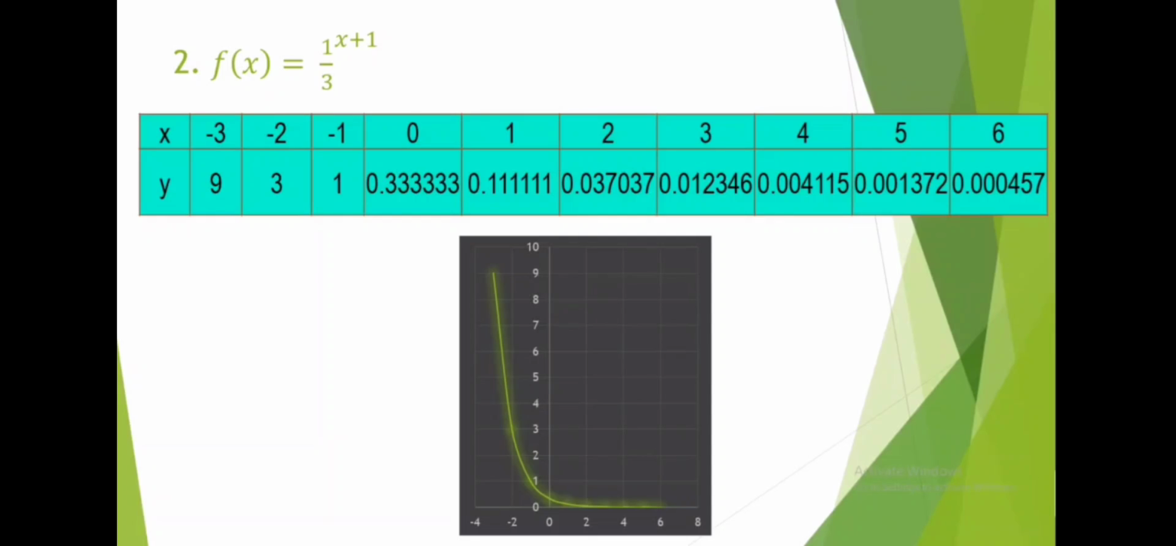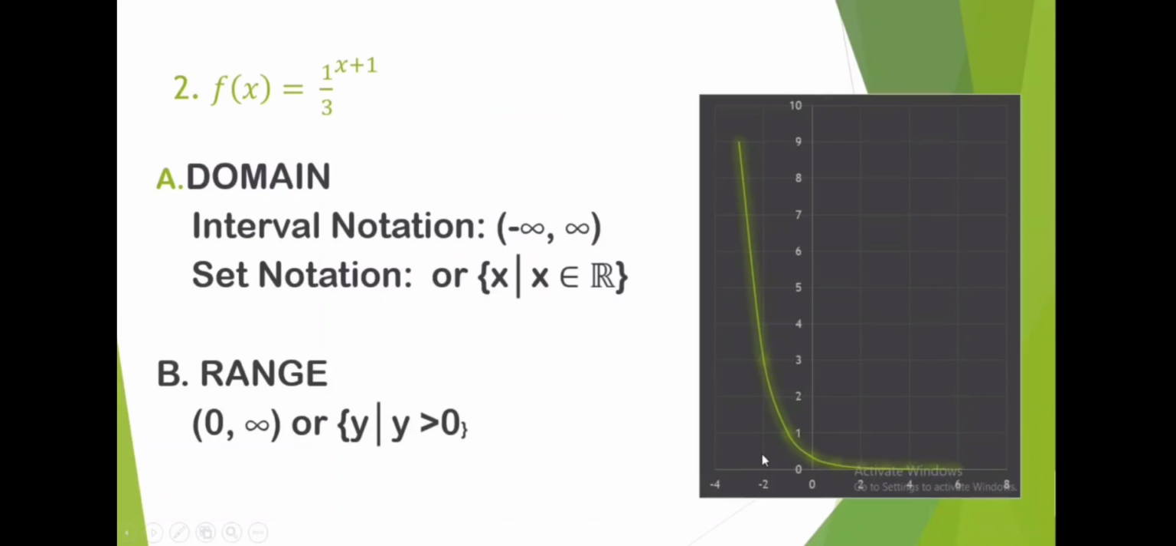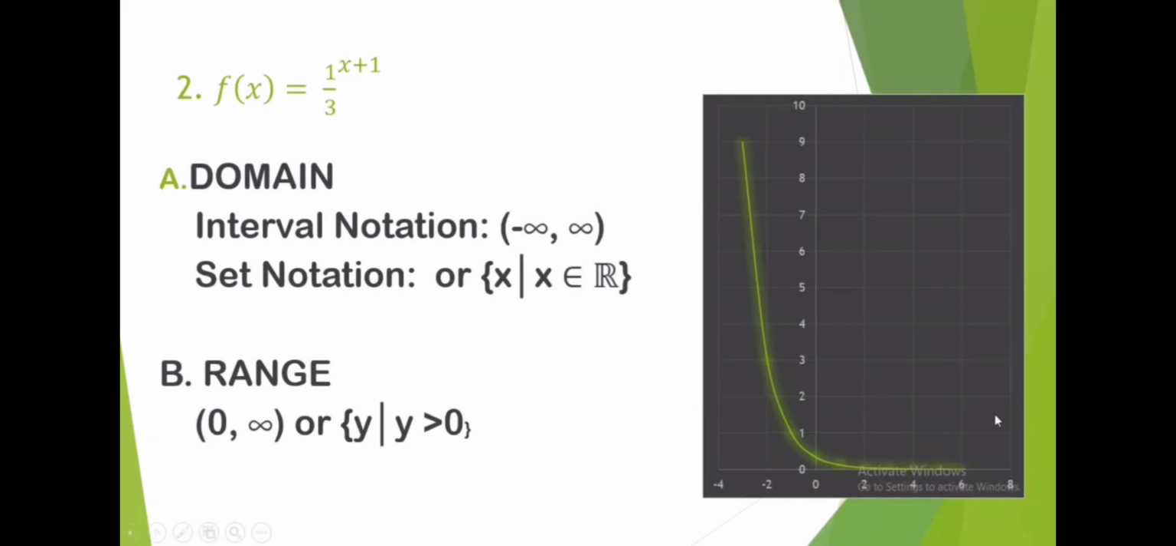After constructing the table of values, we can now construct our graph. Then let us identify the domain. The domain is the set of all real numbers, again, since it extends from the left x values to the positive x values. And same for the interval notation, we have -infinity until infinity enclosed by parentheses. Then for set notation, we have x is any element of real numbers.